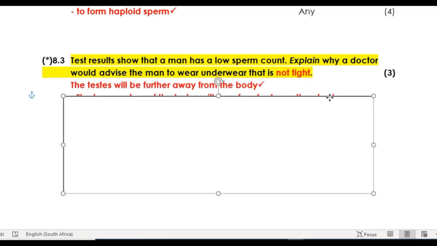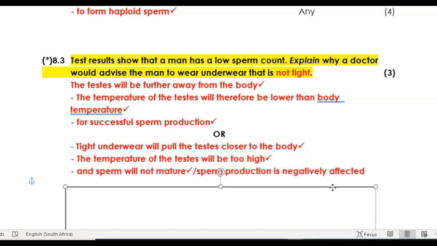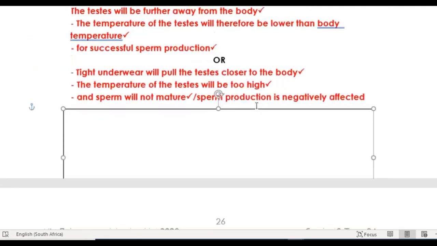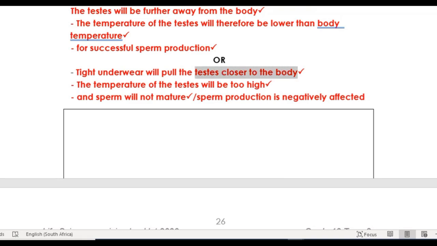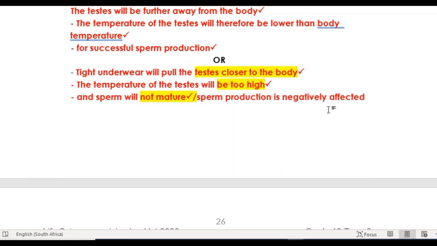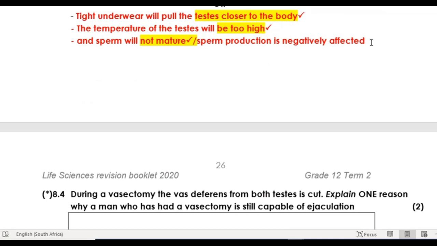So here is the answer. Let's quickly look at it. Okay, so you could write the following, and there are two things here. I'm going to start with the bottom one where it says or. It says when you wear tight underwear, you'll pull the testes closer to the body. That's what I explained to you guys now. And we know when it's close to the body, the temperature will be too high. So I have to mention that the temperature is going to be too high for optimal sperm production. So sperm will not mature, and it's going to give you a mark there because the temperature is too high. And because sperm does not mature, the sperm production will be negatively affected.